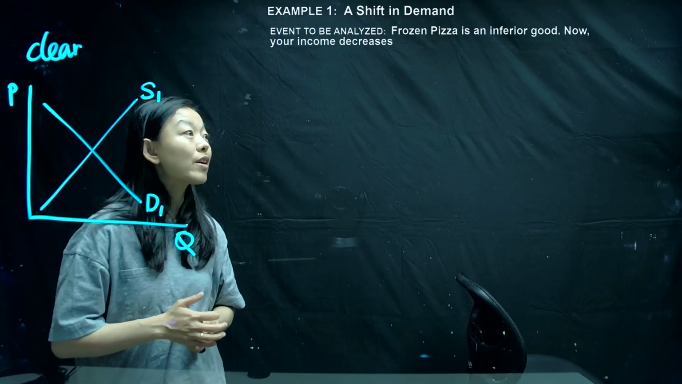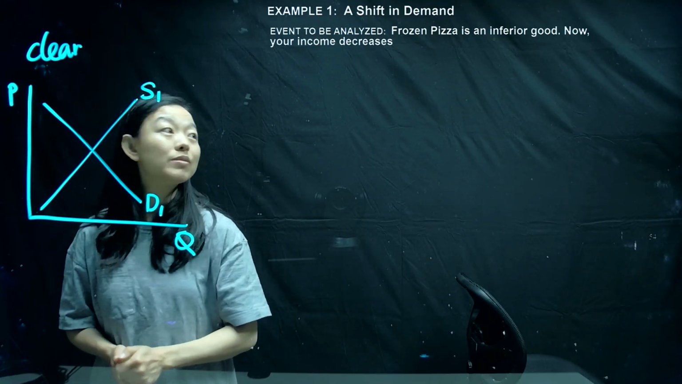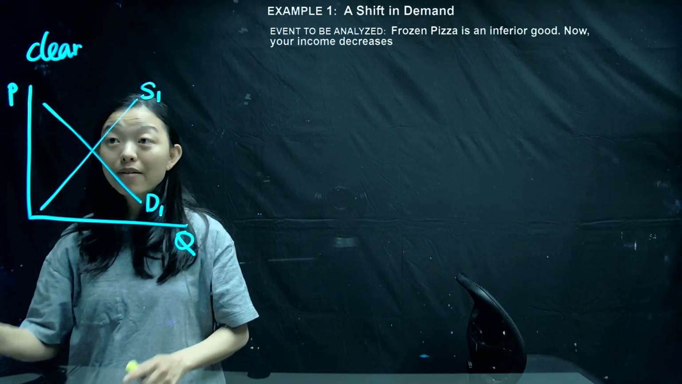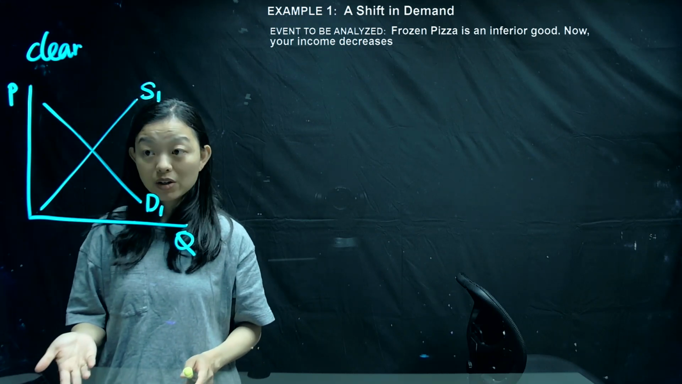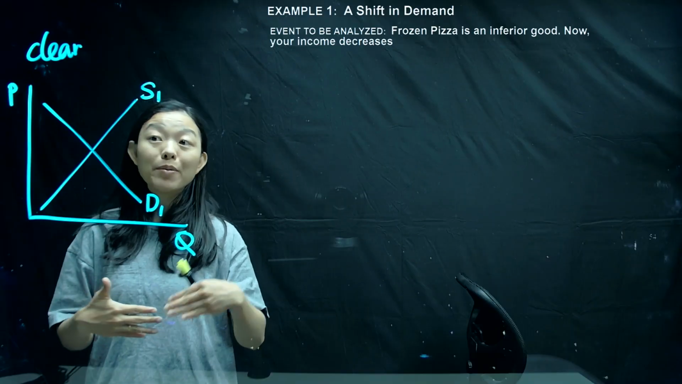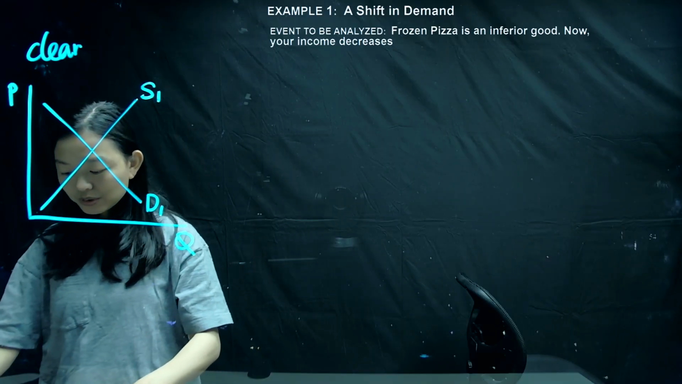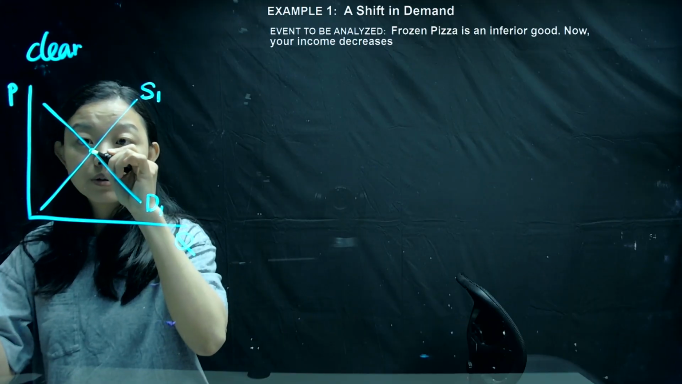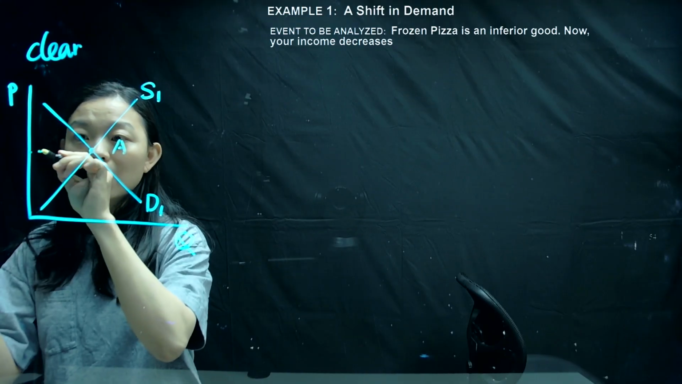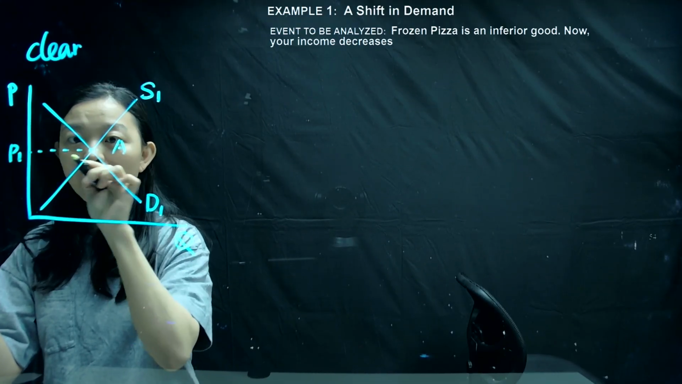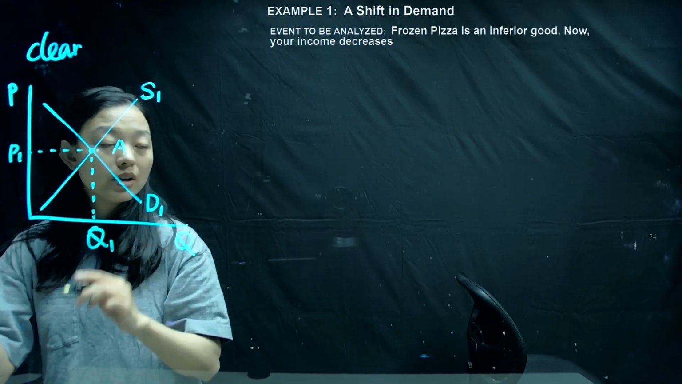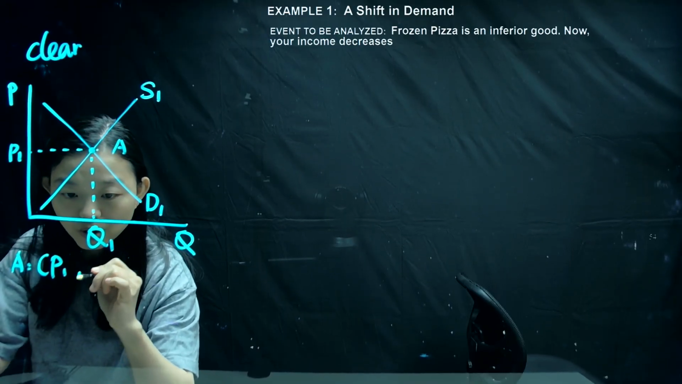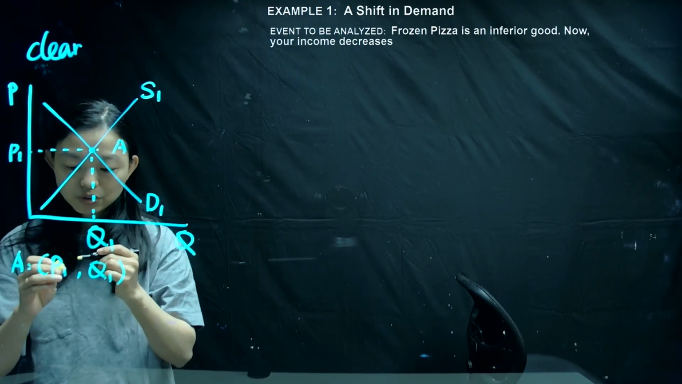Frozen pizza is an inferior good, and now your income decreases. So when your income decreases and frozen pizza is an inferior good, which means your income decreases, but you buy more frozen pizza, right? So originally, in this graph, I will mark this as our original point, point A. This is our original equilibrium point. I put P1, Q1. So A is our original equilibrium point. We have price equal to P1, equilibrium quantity equal to Q1.